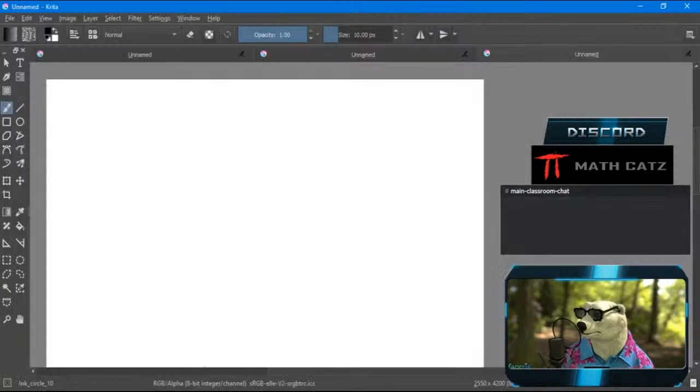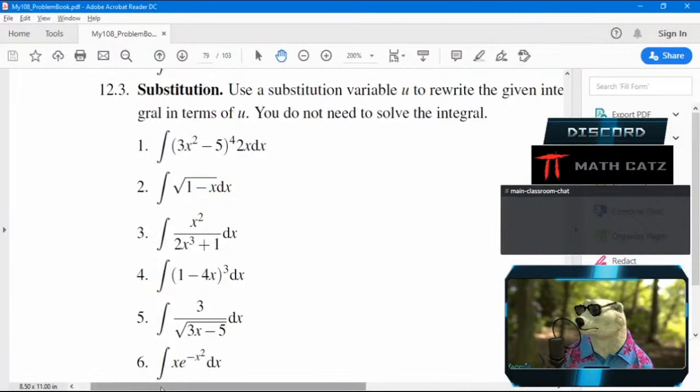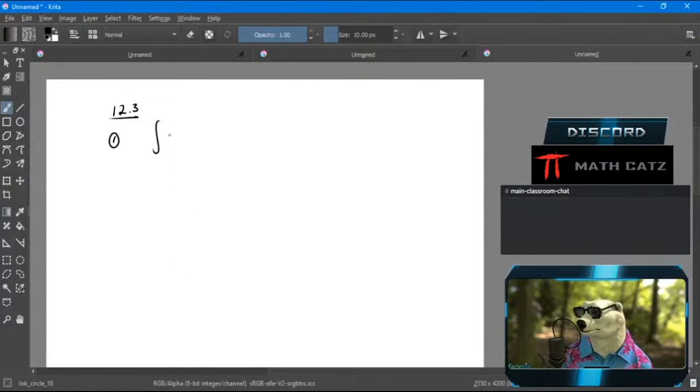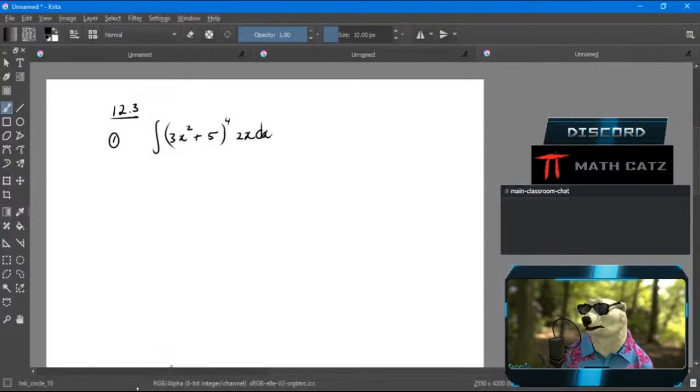3x squared minus 5, 12.3, number 1. 3x squared minus 5, I believe to the power of 4, and then a 2x. Double check. Looks good.